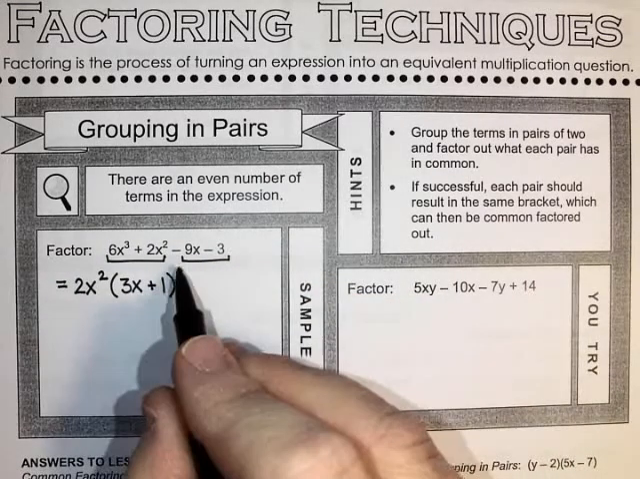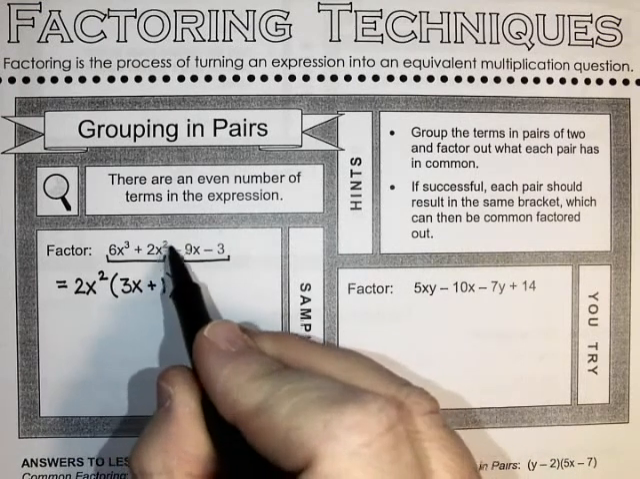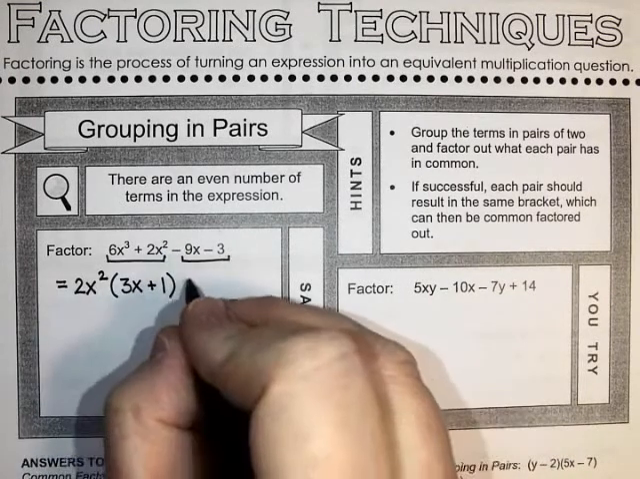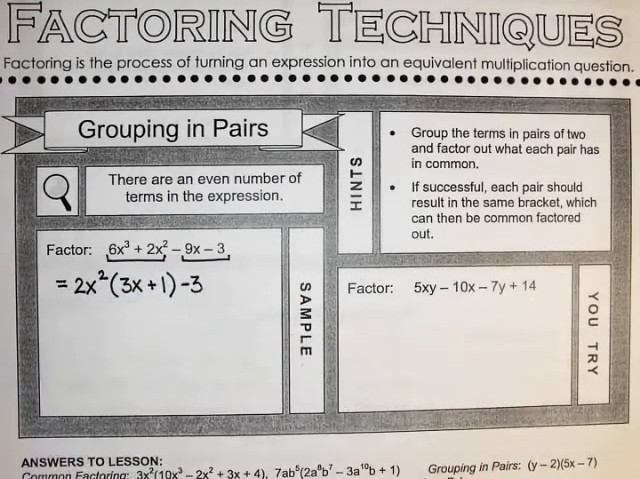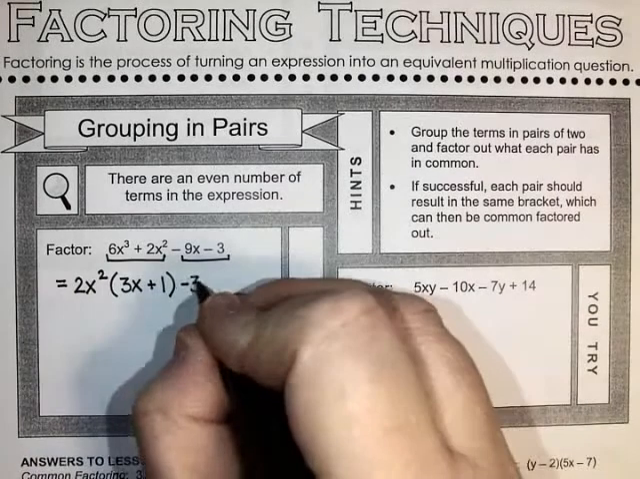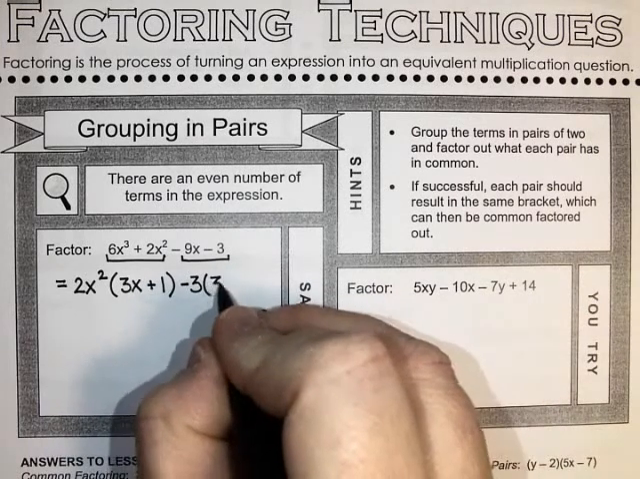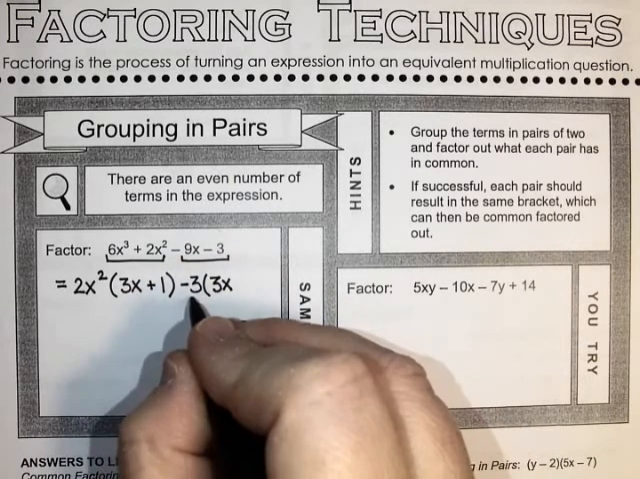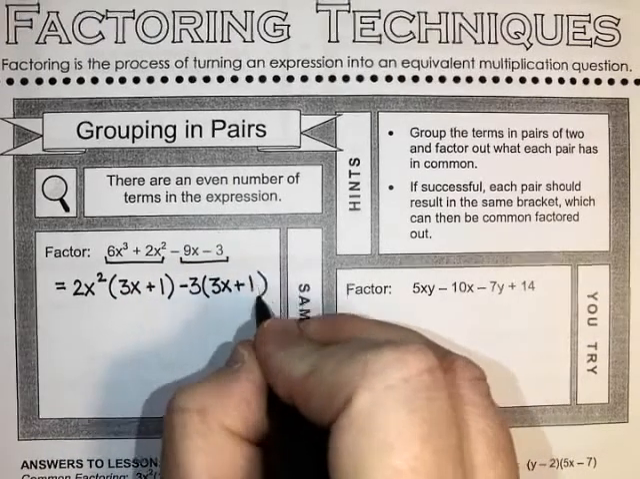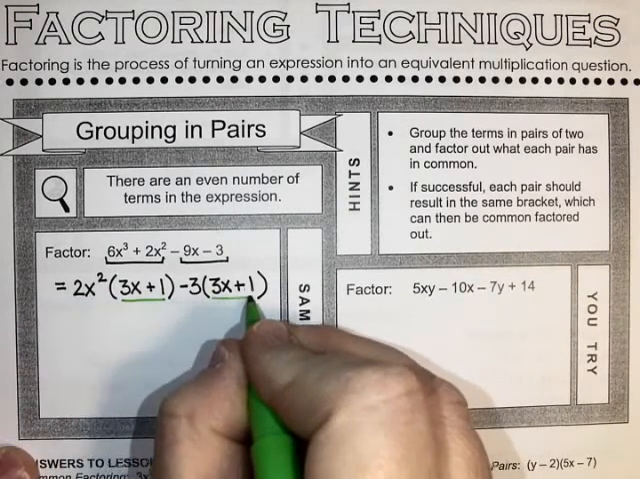All right, in the second pair, I notice they both divide by 3, and the very first term in that pair is negative. So I'm going to say they have a 3 in common, but because there's a minus here, I'm going to do a negative 3 that they have in common. So negative 9 divided by negative 3 is positive 3, and then x. Negative 3 divided by negative 3 is positive 1. So you will notice at this point that we ended up with the same bracket for both.